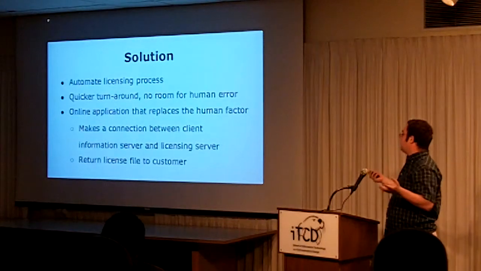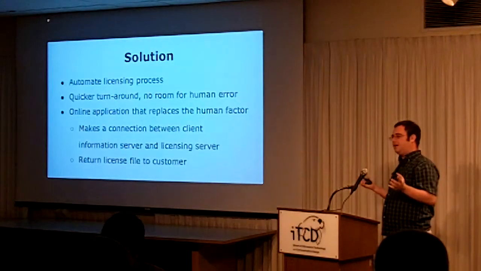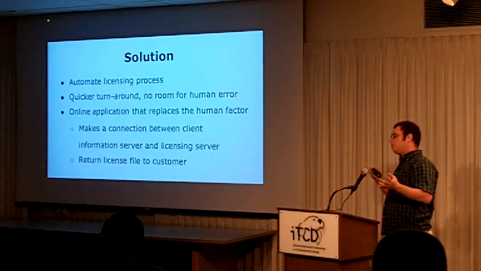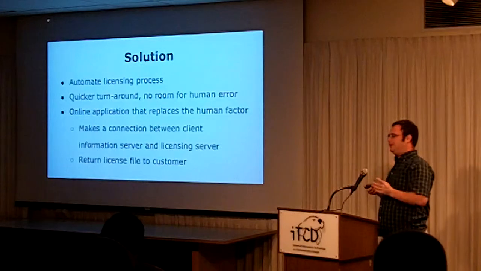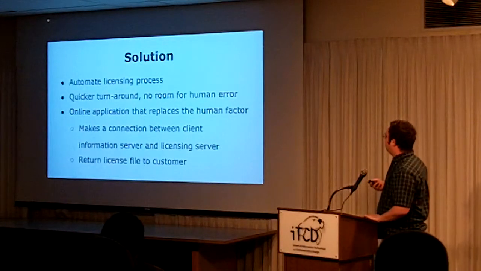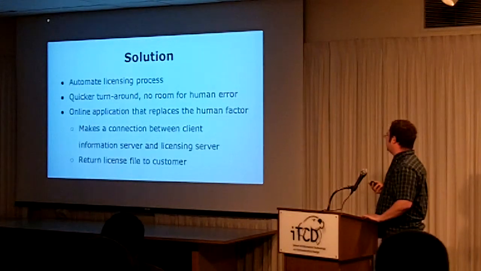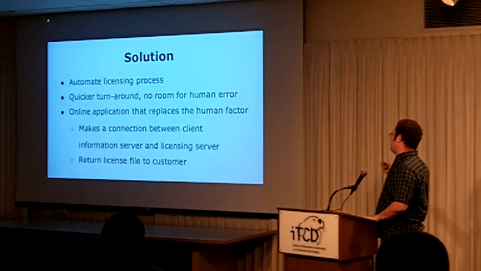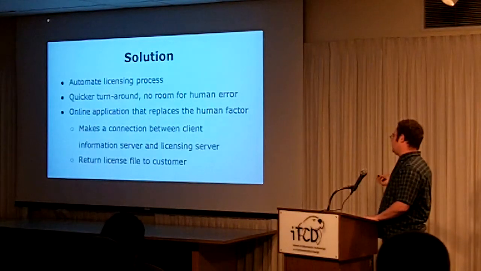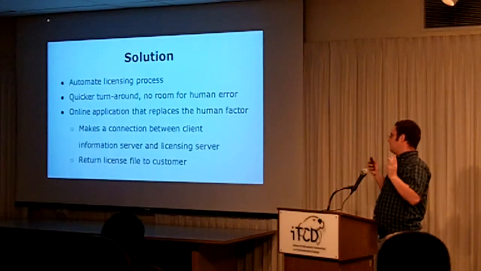Who could turn around that way? No room for human error, or mostly no room for human error, because the client will still be inputting their information. It's an application that replaces it. It makes a connection between the client, the information server, and the licensing server, and returns the license file to the customer.